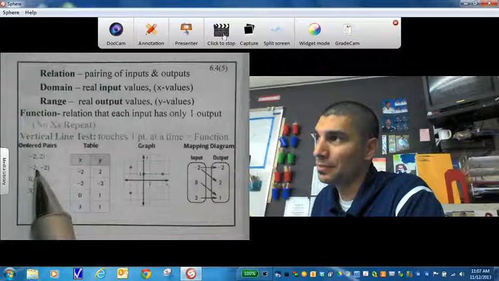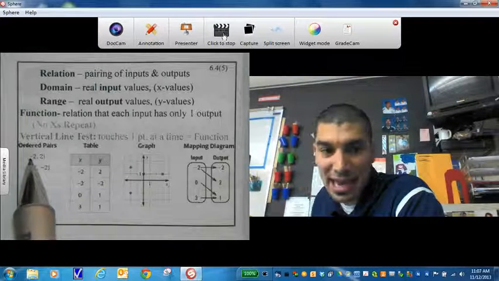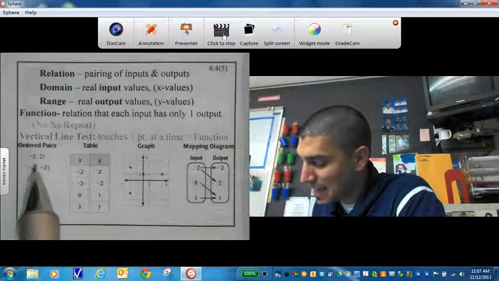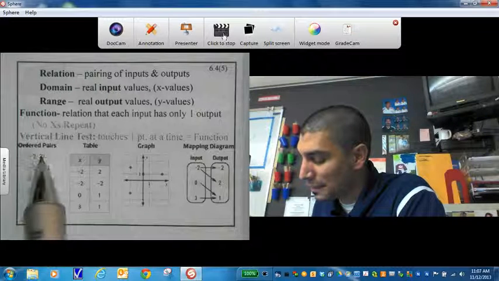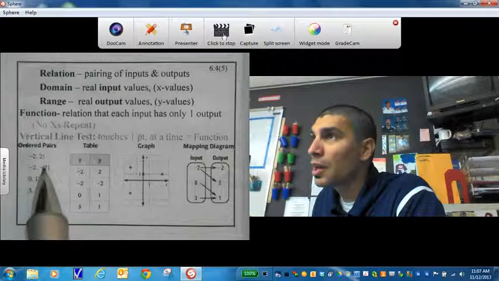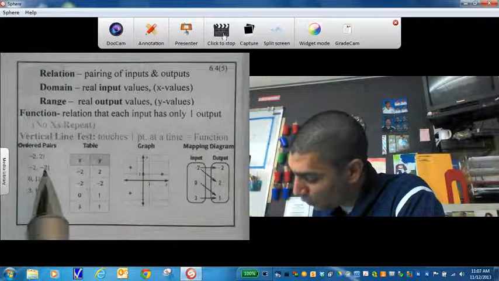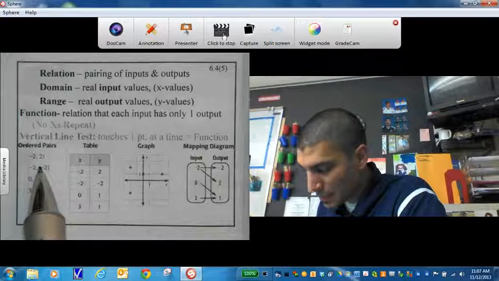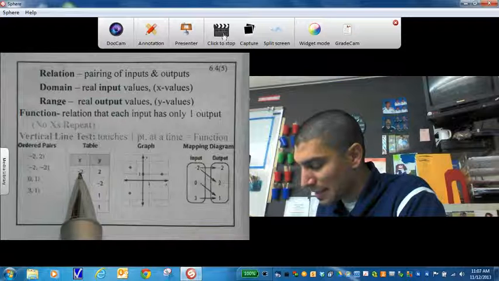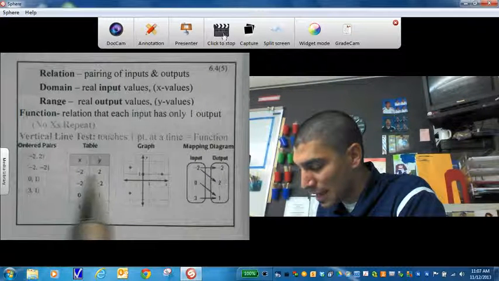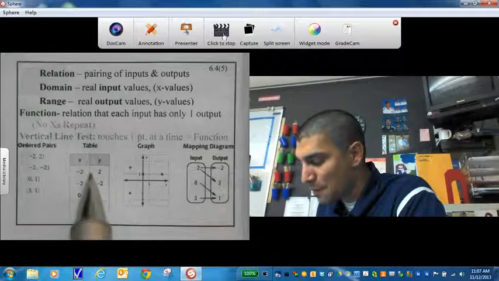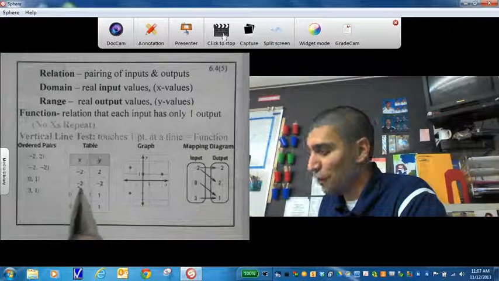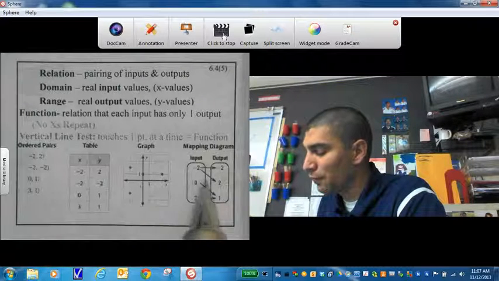Why isn't this a function? Because I have a -2, 2. This x has this y, and this same x has a different y. Because each x doesn't have its own y, this x has different y's, it is not a function. And as a matter of fact, if I look here, this x, it's a -2, has this y, this x has a -2, and it's a different y. Because of that repeat, because the x repeats itself, there is no function here as well. There's no function for all four of these things.